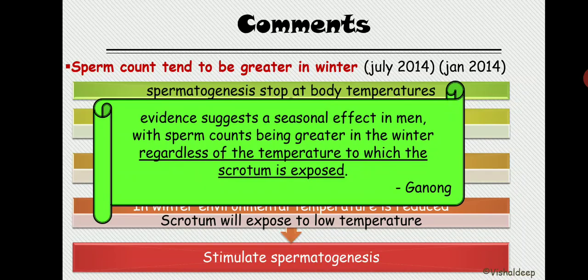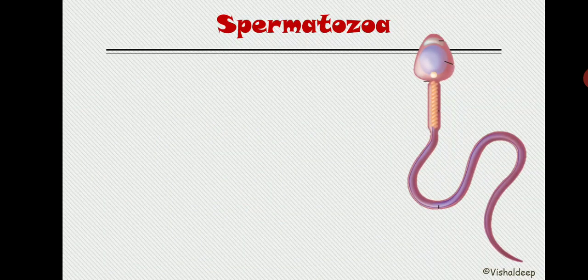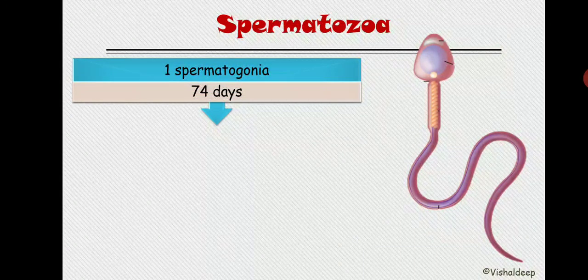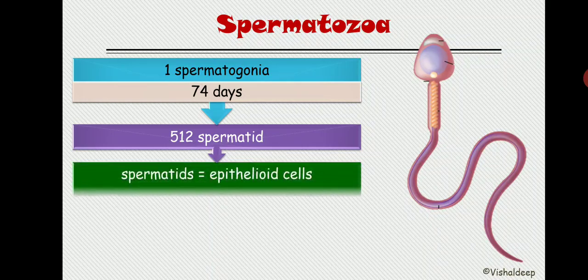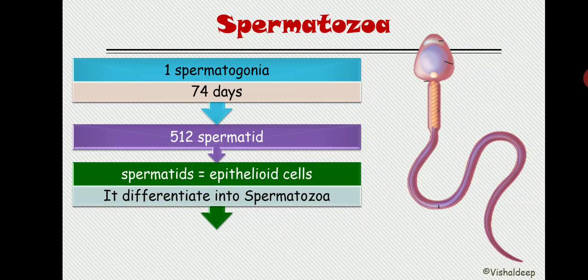Now let's discuss the spermatozoa in detail. As far as the spermatozoa is concerned, this is the one spermatozoa or sperm. One spermatogonia, after 74 days, will make 512 spermatids. So basically one spermatogonia will eventually be converted into 512 sperm. The spermatid is obviously an epithelioid cell, same as the other cells. It differentiates into the spermatozoa, which is known as spermiogenesis.